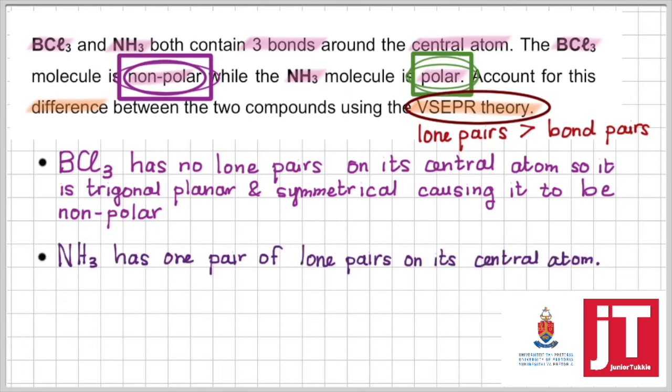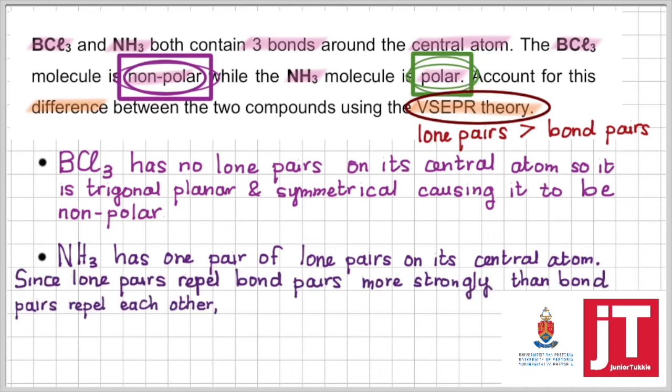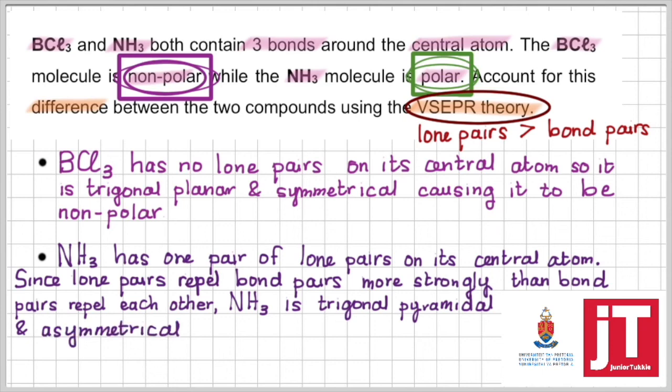On the other hand, the ammonia molecule has one pair of lone pairs on its central atom. Since lone pairs repel bond pairs more strongly than bond pairs repel each other, the ammonia molecule is trigonal pyramidal and asymmetrical, causing it to be polar. In writing this down, we have solved the problem.